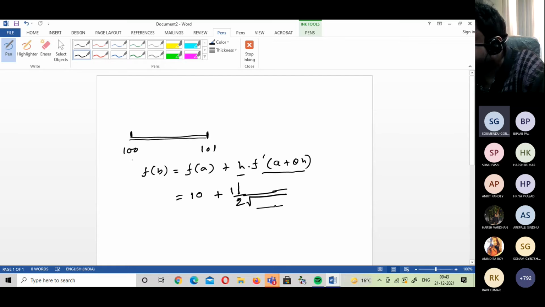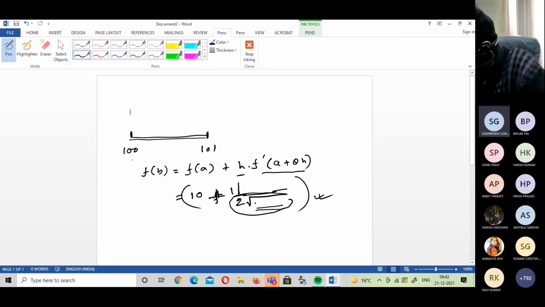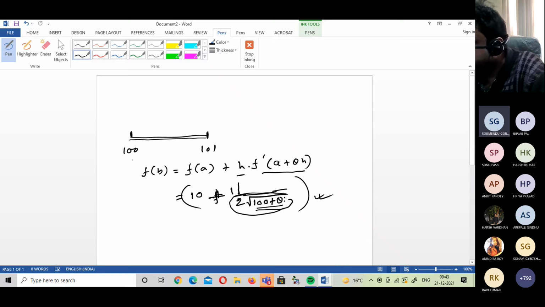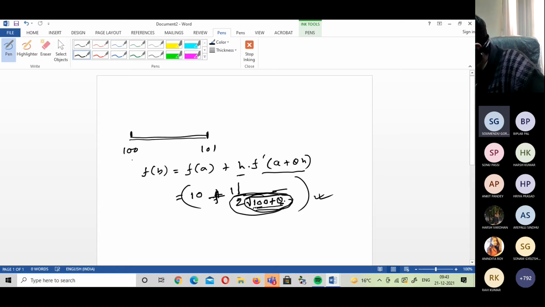Then you have to think about the quantity. Remember one thing: this is the addition of 10 and some value. If you increase the denominator, then the total value will decrease. So here A plus theta h is 100 plus theta, and h is 1. If you put in the value of theta, this will be a lesser quantity because the denominator is increased. So the highest value cannot be attained because theta is added. It will always be less than 10 plus 1 by 2 into 10.